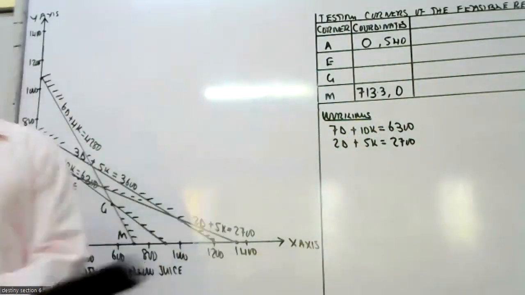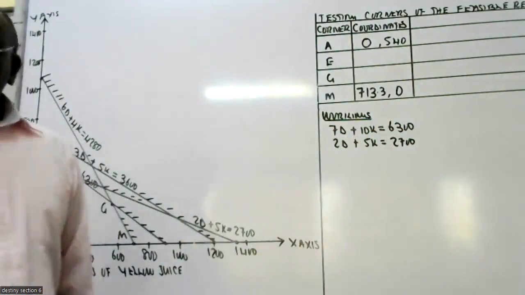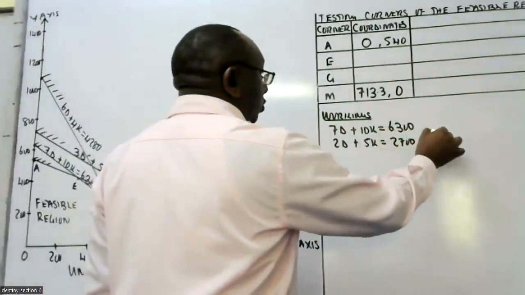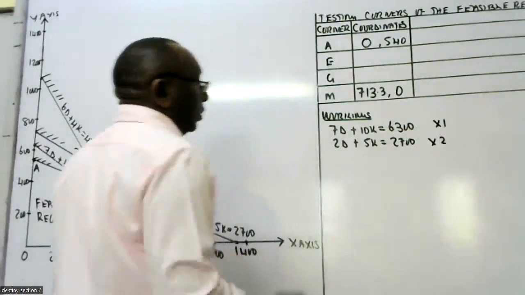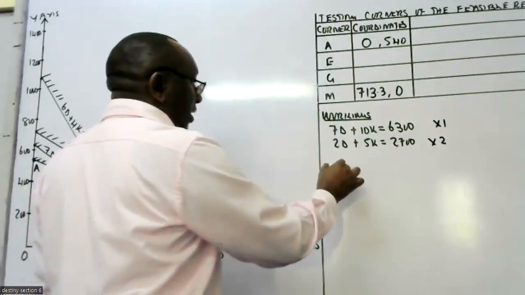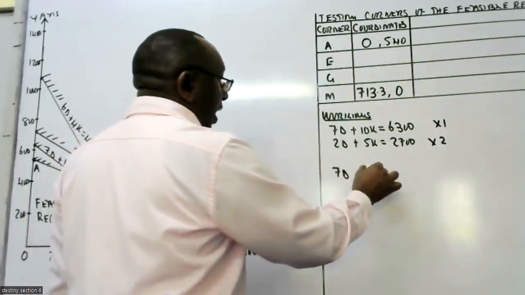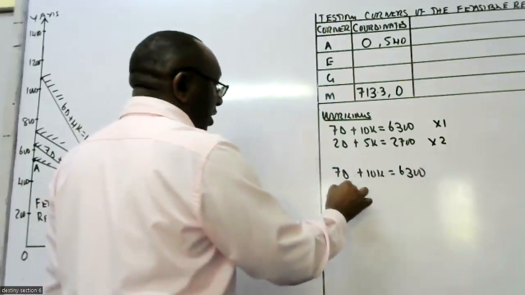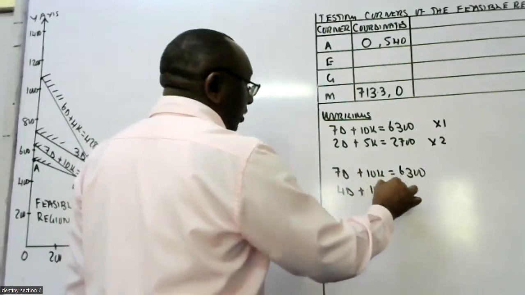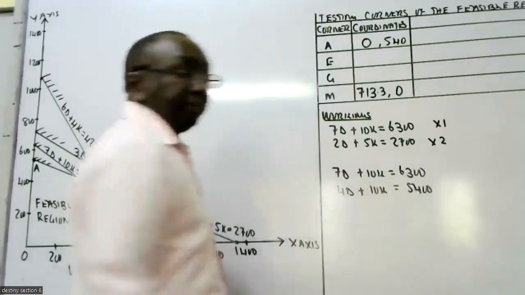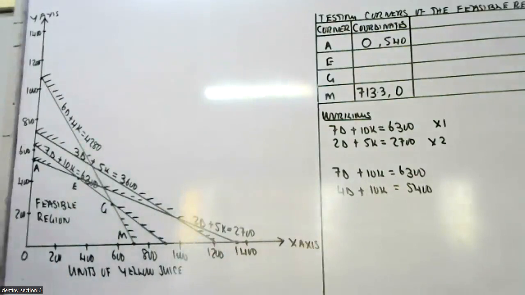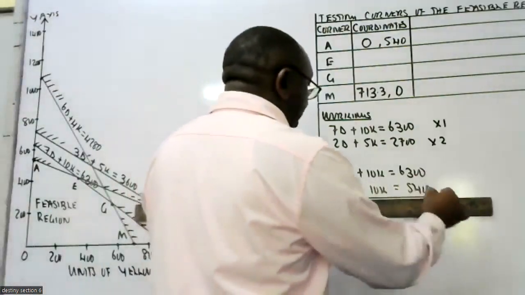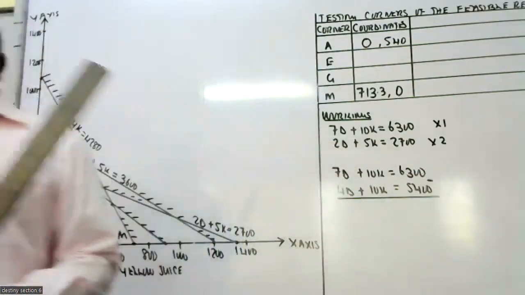So we know how to solve simultaneous equations. What I will do is multiply here by 2 and here by 1 so that I get 7D plus 10K is equal to 6,300. Then here 4D plus 10K is equal to 5,400. And now I subtract that.